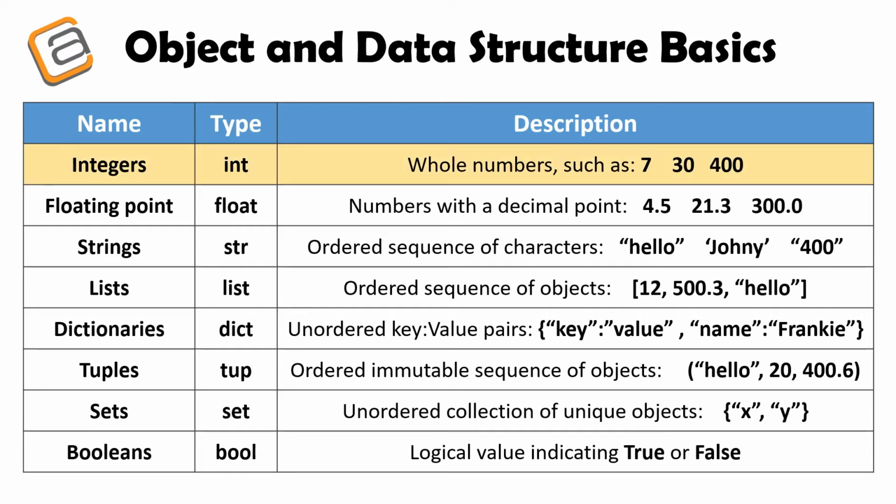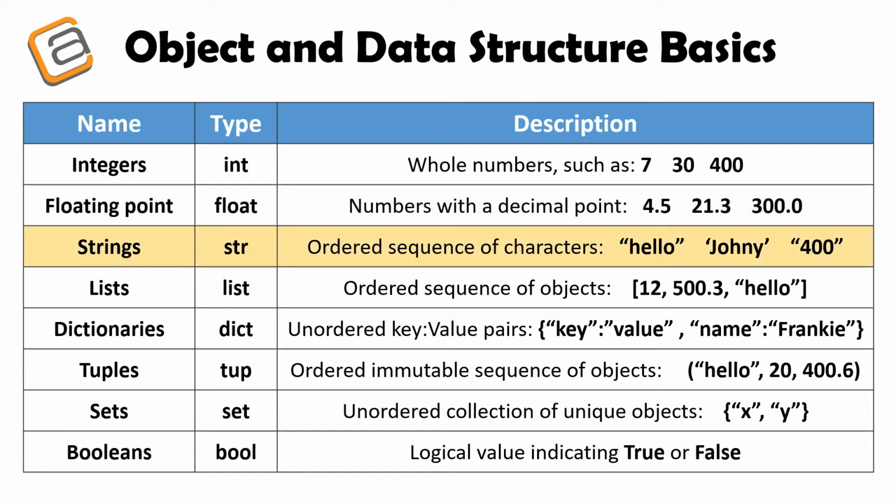We start off with integers, and those are just basic whole numbers. Such as 7, 30, 400. Then we have floating point numbers, and those are numbers with a decimal point. 4.5, 21.3, 300.0. And notice here that even if you have a 300.0, that still counts as a floating point number, that's no longer an integer because it has a decimal point.